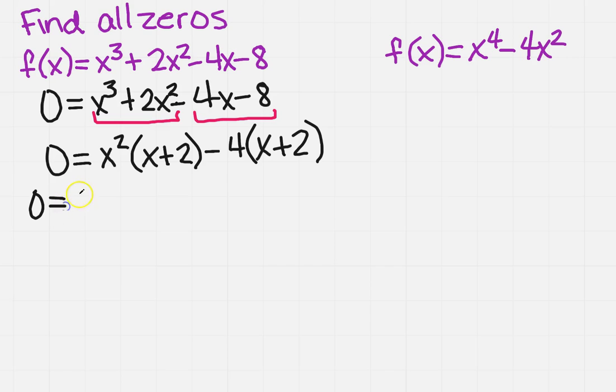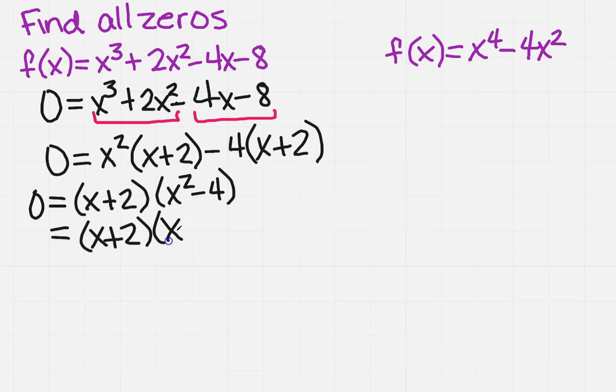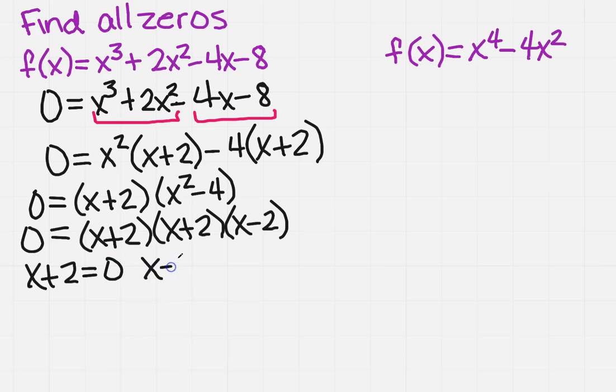You should always be happy when that happens. So I'm going to take that out. So I'm going to have x plus 2, which leaves me with x squared minus 4. But I know that x squared minus 4 is the difference of 2 squares. So this would then be x plus 2 times x plus 2 times x minus 2. Now I only need to take the terms that look different, so I've got x plus 2 equals 0 and x minus 2 equals 0. So I get x equals negative 2 and x equals 2. So those are going to be my zeros.